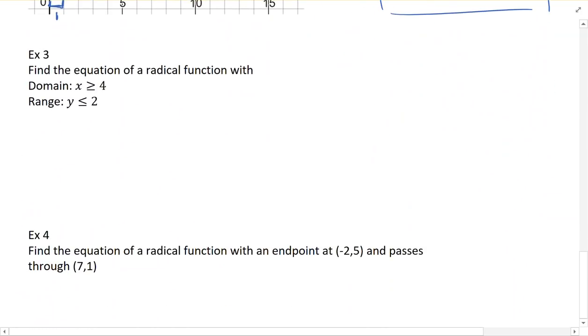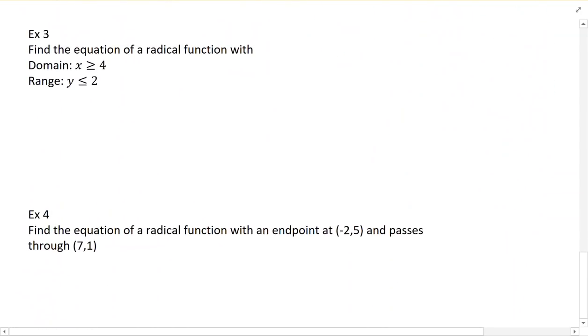Moving on to the next question now. So something a little different. So find the equation of a radical function with domain x is bigger than 4 and range is smaller than 2. So it could be any possible equation. There's multiple answers to this one, but I'll just show you one of the many examples. So I'm just going to sketch a graph here.